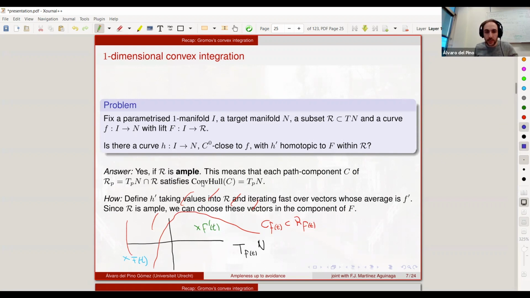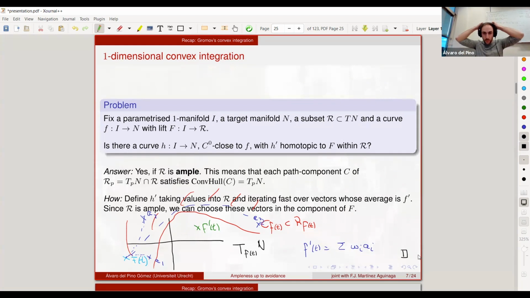And basically, because of this ampleness assumption, we have a bunch of vectors whose convex hull is this thing. Let's call them A1, A2, A3. And what we're saying is that f prime t is a weighted sum of these things. And the proof is the same. You still use f as an anchor. You spend some time in A1, you spend time omega 1. Then you go to A2, you spend time omega 2, and then A3, and then you iterate this fast. And the faster you iterate, the more oscillatory you are, the better you approximate F.